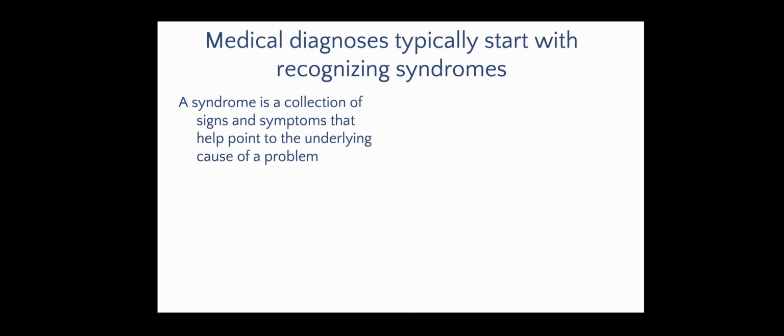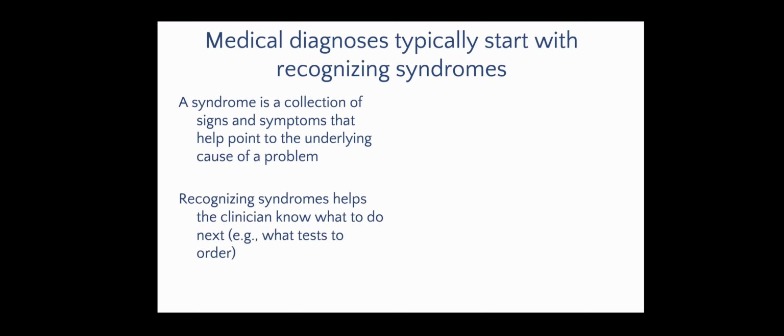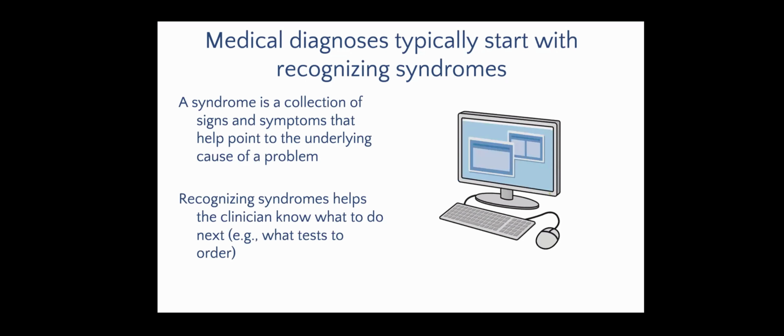But it's a very similar process, and that is you look for a collection of signs and symptoms that help point to what the underlying problem might be. In medicine, we call this a syndrome. So, for example, those classic 3 symptoms that I mentioned before would be the syndrome that would be suggestive of prion disease. And recognizing those syndromes allows the clinician or your doctor to go down a list of possible causes. And when they have that list of possible causes, then they know what tests to order. They start ordering them and they see what the results are.